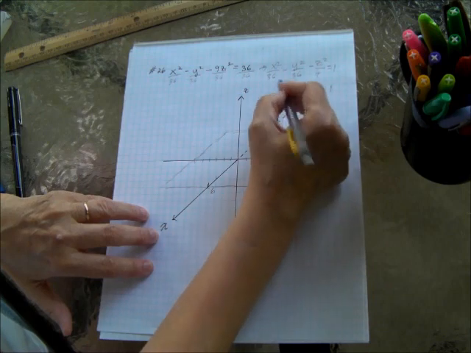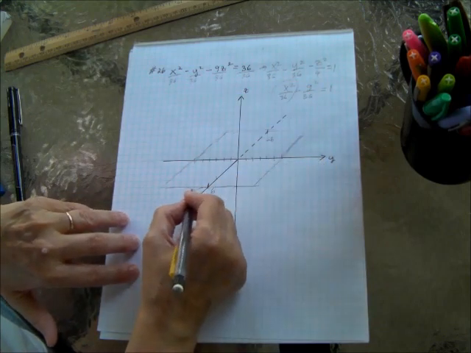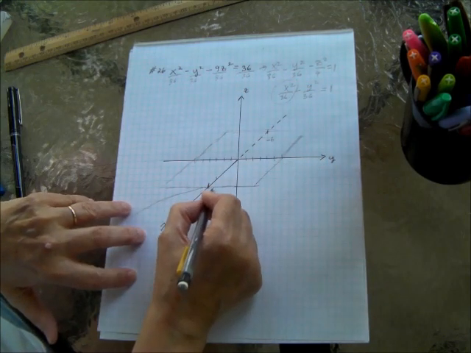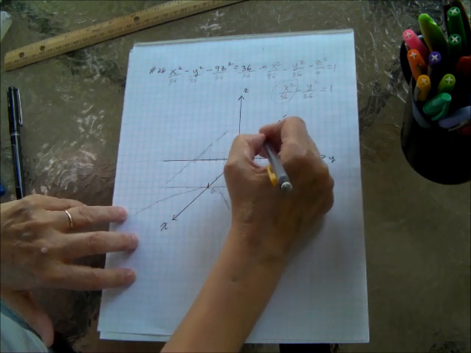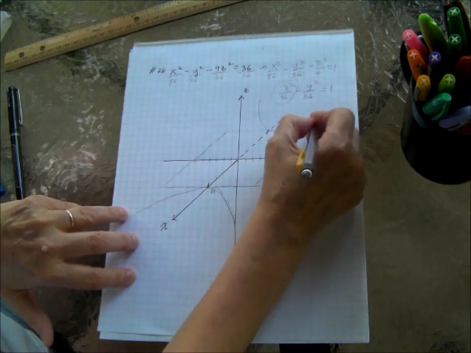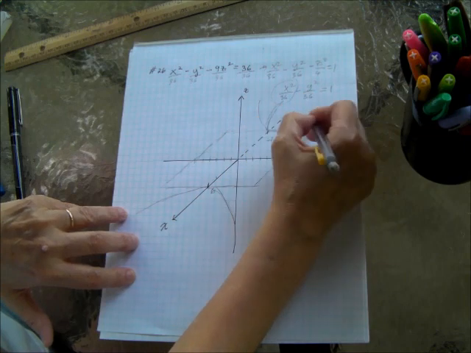And then the hyperbola would be on the x-axis, so it would be something like this. I'm not going to draw the asymptotes because it's going to make it too messy. So something like this. That has to be flatter.